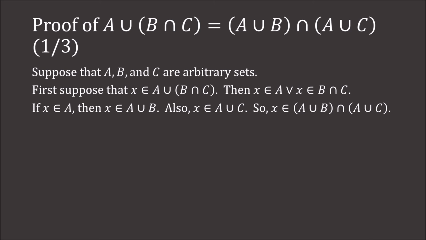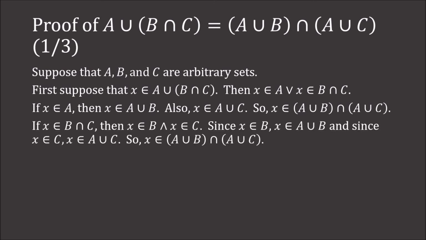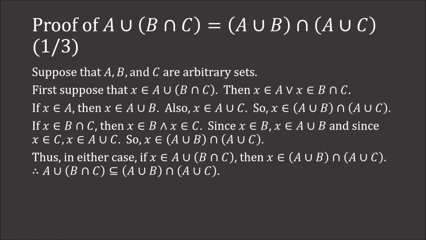So X would be in both, which means that it is in the intersection of A union B with A union C. Now, if X is in B intersect C, then X would be in B and also in C. Since it's in B, it must be in A union B, and since it's in C, it must be in A union C. So it's in both, which means that X is in the intersection of A union B with A union C. Thus, in either case, if X is in A union B intersect C, then X is in A union B intersect A union C, and thus you have this being a subset of this.